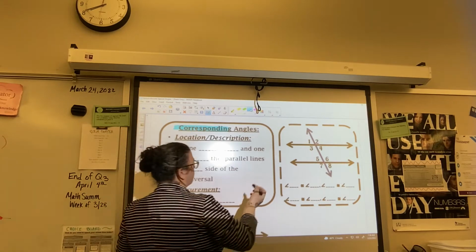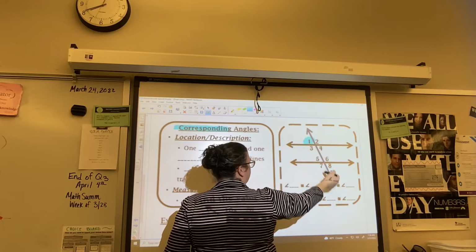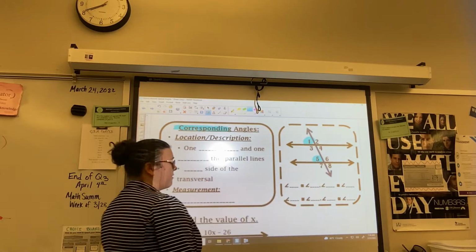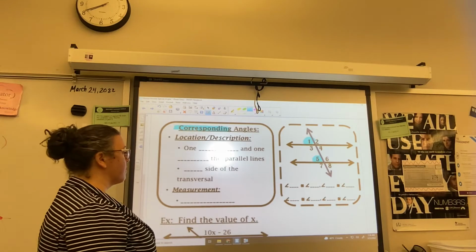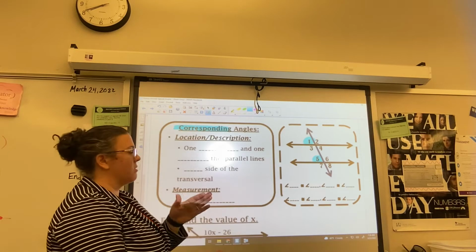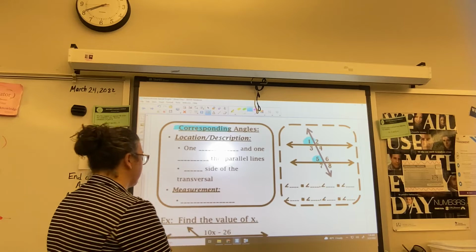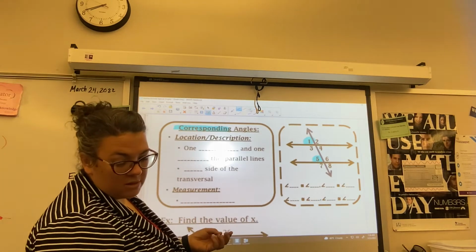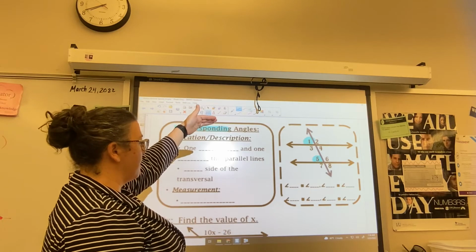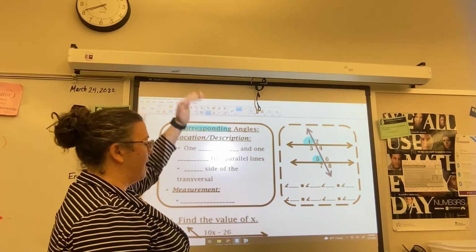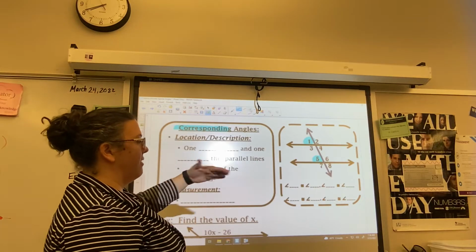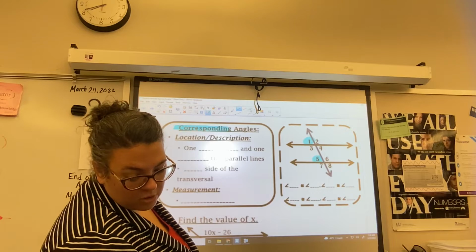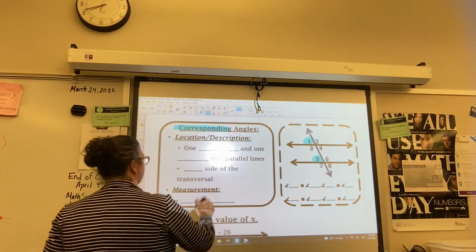So for example, if angle 1 slid down to the bottom angle, it's in the top left, it's going to match and land on top of angle 5. So those are going to be considered corresponding. Also, when they match and they're on top of each other, that means they're congruent. So we'll have one of the angles that is above the parallel line and on the outside, and the other one's above the other parallel line and on the inside. So one is above or below, and one is between the parallel lines.